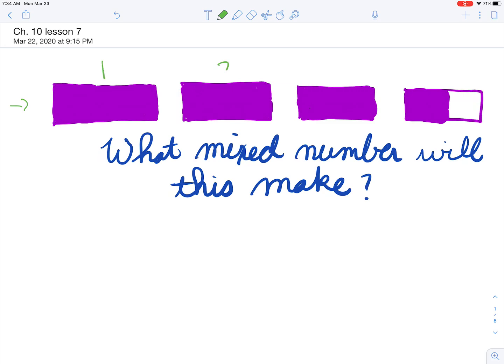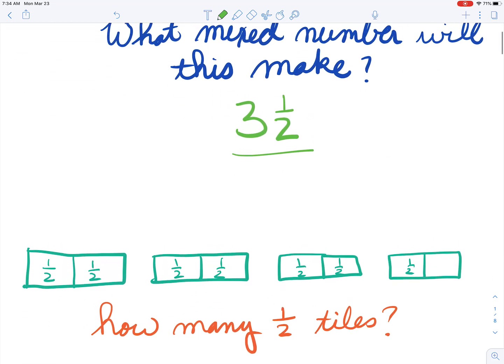Well, first I can determine how many whole numbers I have. So I've got 3 whole, and then I can determine what part of a whole I have, and I clearly have 1/2. So all I have to do is take the pictures that I have and write them according to their values here. So this mixed number is going to be broken down into its parts.